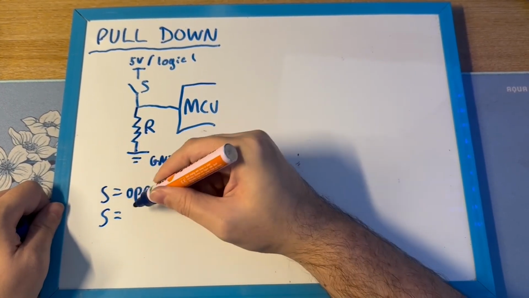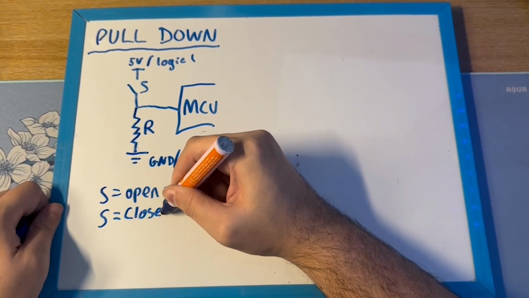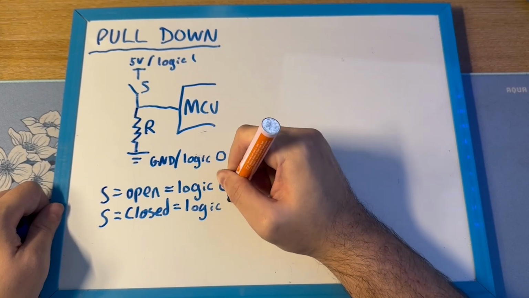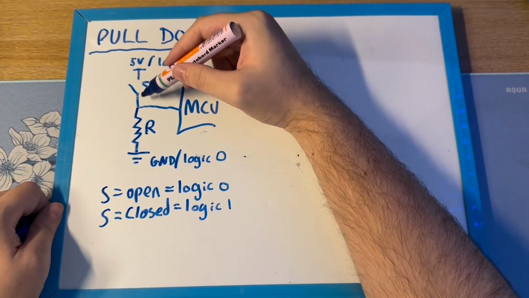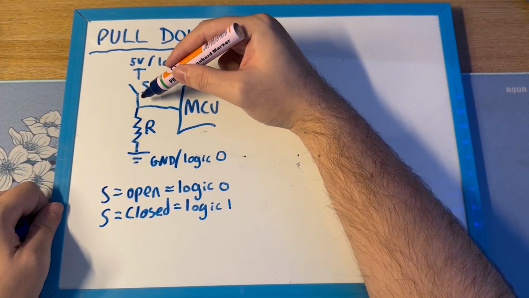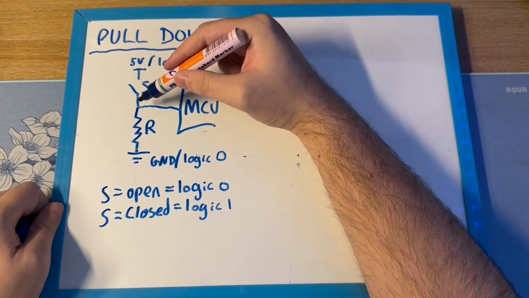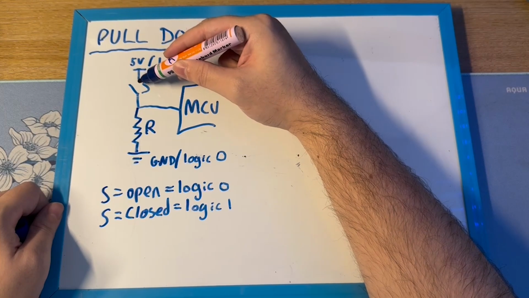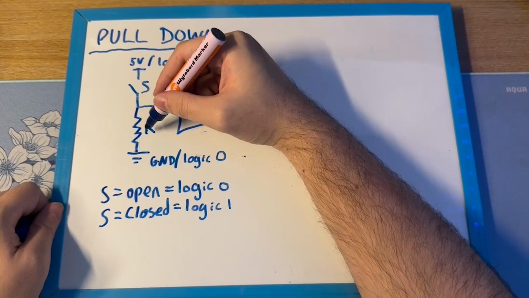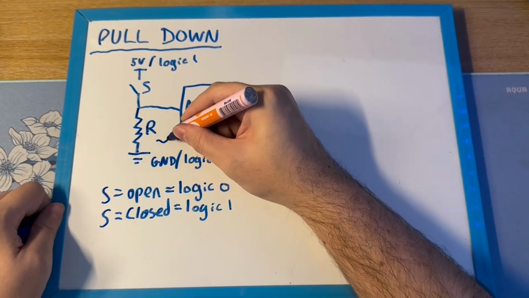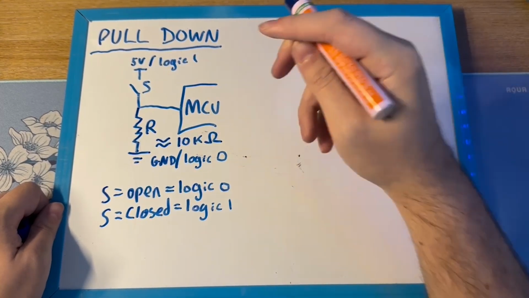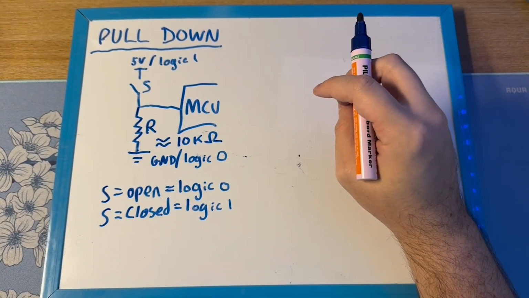When the switch is closed, that means we're at logic 1. Because when the switch is closed, the current will, instead of going this way, travel this way to the 5-volt signal, because this is the path of least resistance when the switch is closed. There's no resistor here. And a little word on the resistor: it's typically 10k ohms, 10,000 ohms resistance.